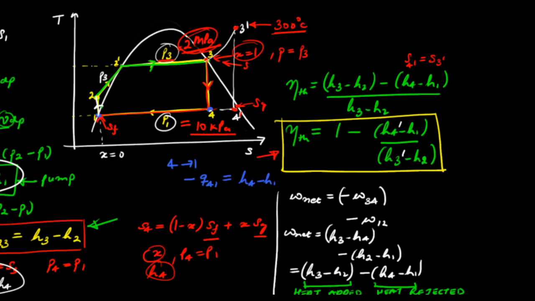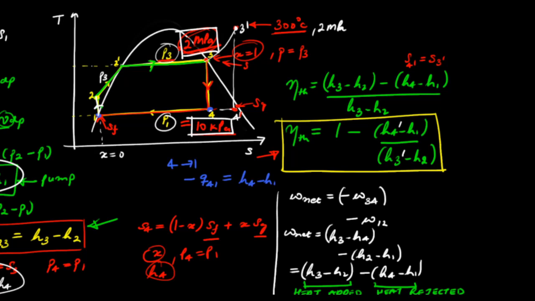The conditions are that the boiler pressure is 2 megapascal and the condenser pressure is 10 kilopascal. And for the Rankine cycle with superheat, the state 3 prime is 2 megapascal and 300 degrees Celsius. For these two cases, you can look up the steam tables to find the properties of water, and you can calculate the thermal efficiency.